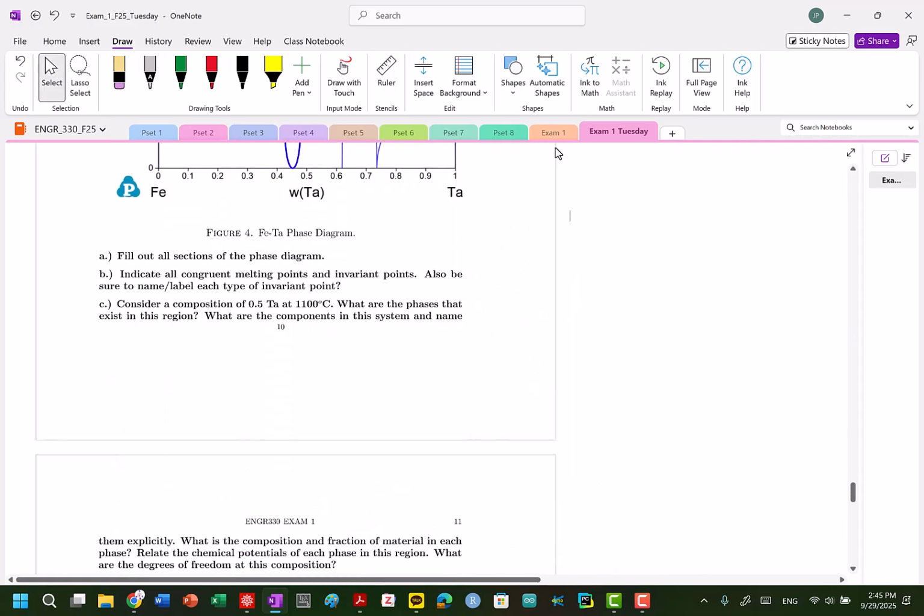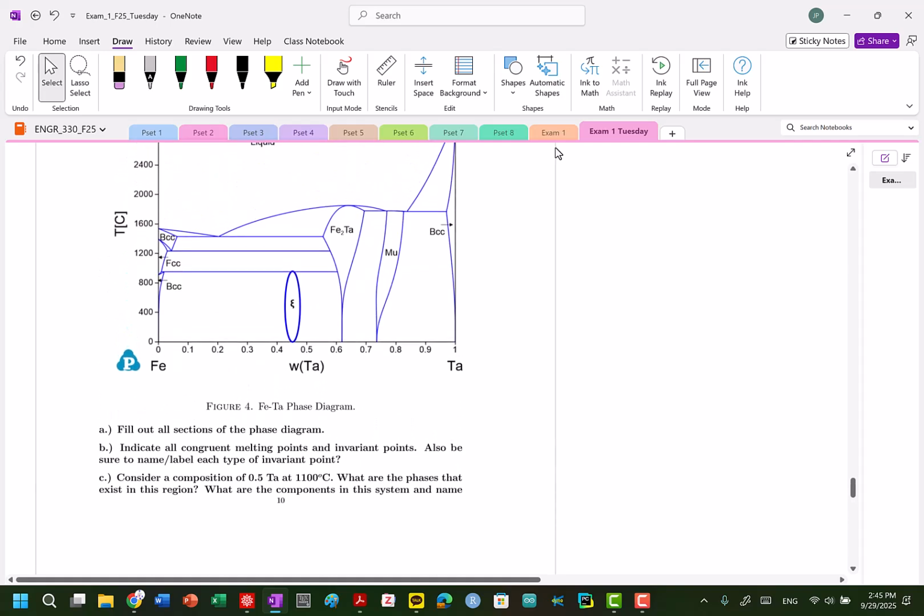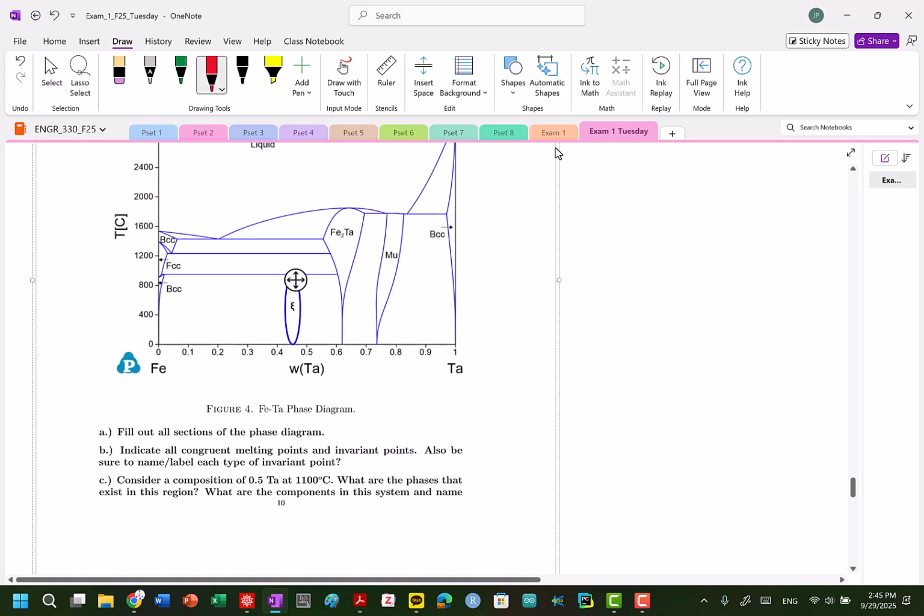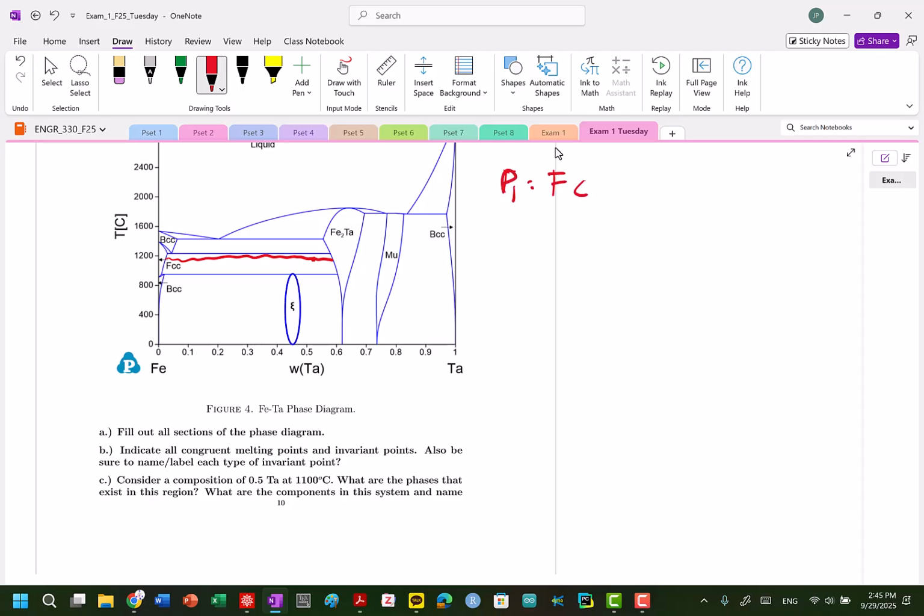Excellent. Let's look at 0.5 Ta at 1100. So let's go ahead and maybe put it right around here. Excellent. So let's draw our isotherm line. So what phases are we in this region? I'm going to call P1 equal to FCC, and P2, I'm going to make it Fe2Ta. So we're right here.